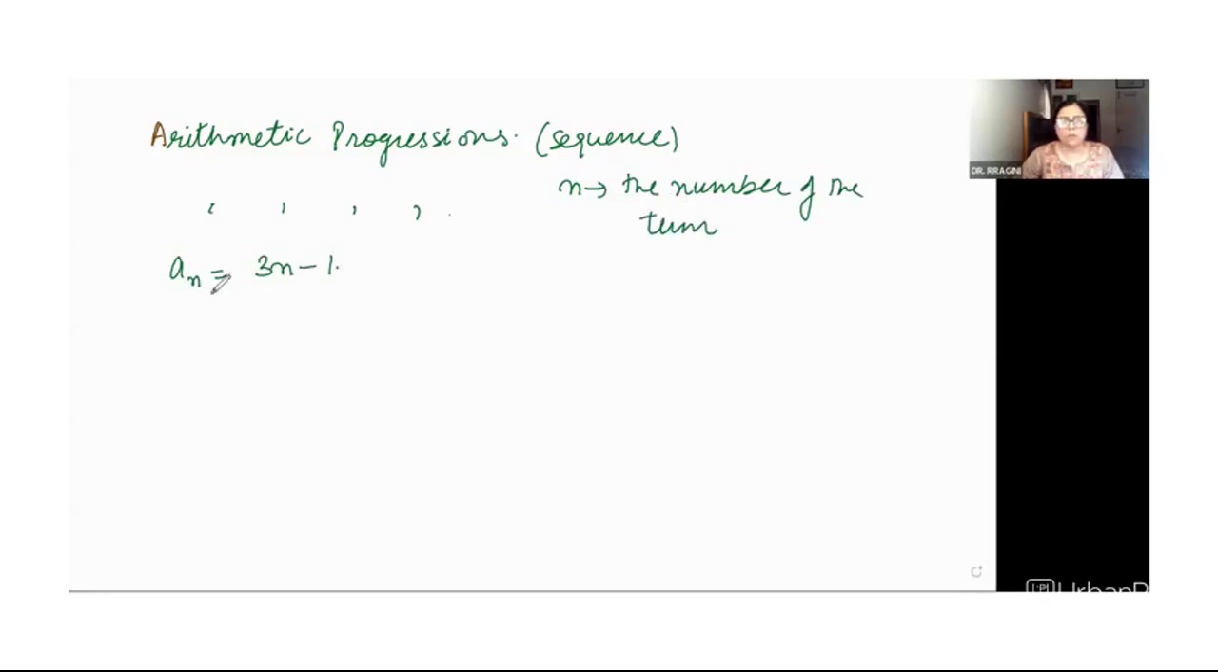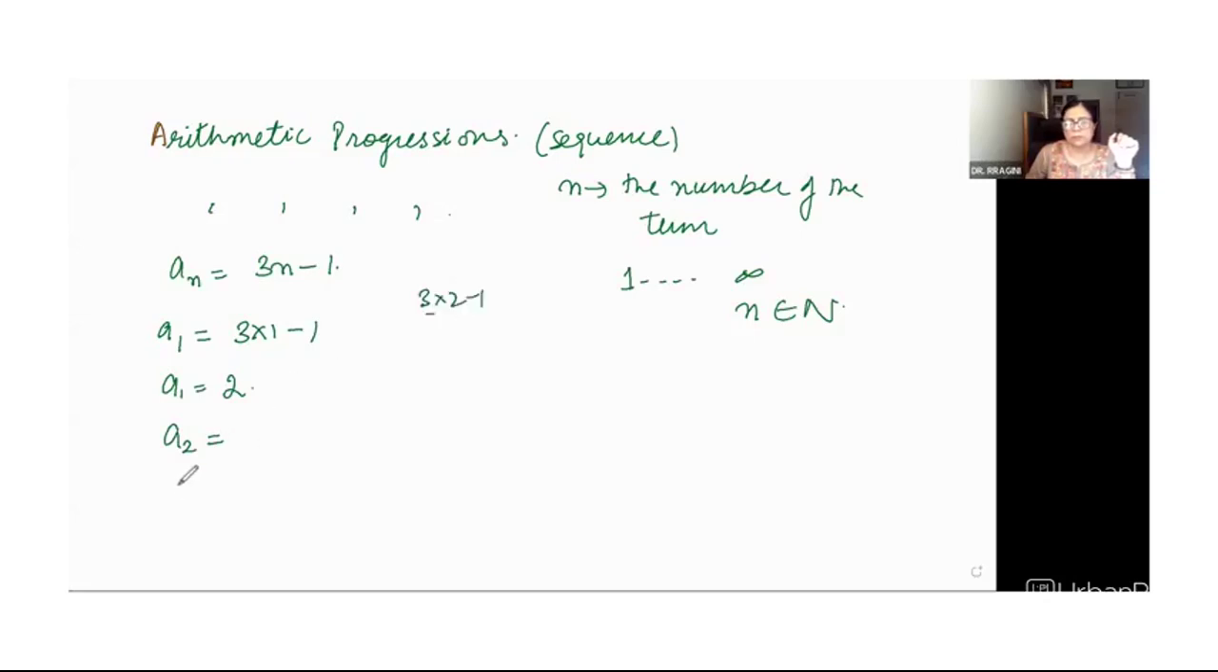And since these numbers can vary from 1 to infinity, that means this small n belongs to natural numbers. First of all, we should know what kind of sequence this set of numbers is. What I do is I put a1 here, put the value of n equal to 1, and do the same on the right hand side. So a1 comes out to be 3 minus 1, that is 2. What is a2? a2 is 3 into 2 minus 1, 6 minus 1 is 5.